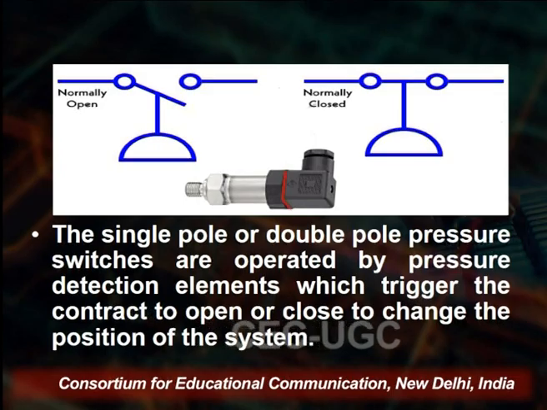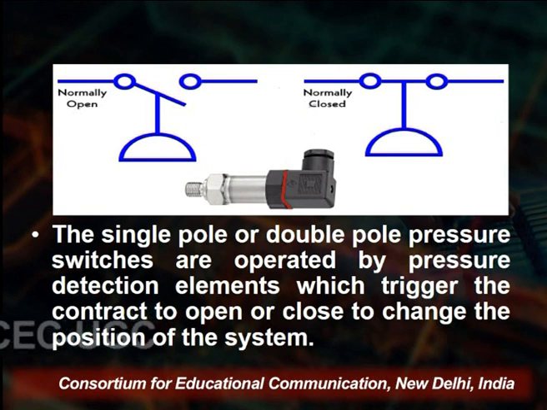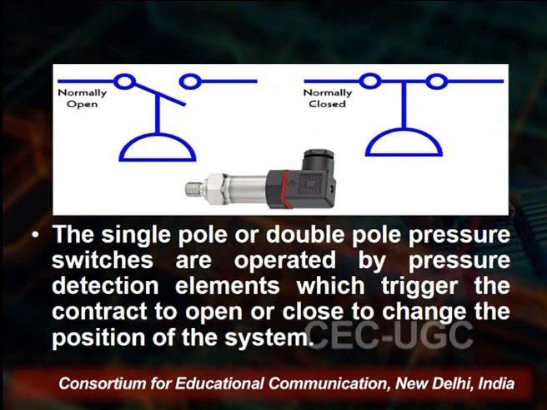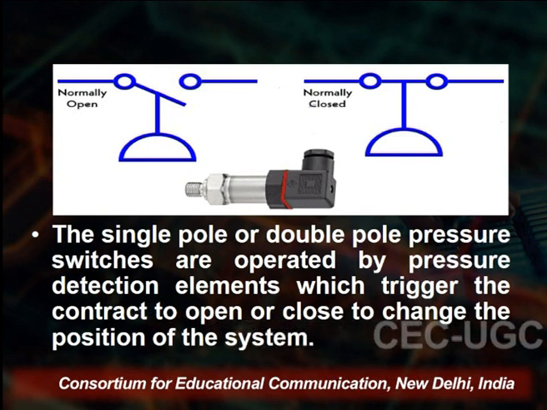and it measures the range of the pressure level, and that will indicate that there is a leak of gases, or sometimes there is a requirement of filling gases. So on the basis of the requirement, we use this type of pressure switch. The single pole or double pole pressure switches are operated by pressure detection elements which trigger the conductor to open or close with changes in the position of the system.